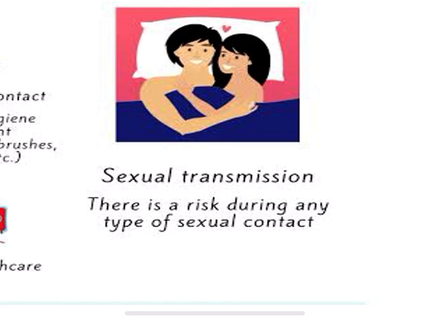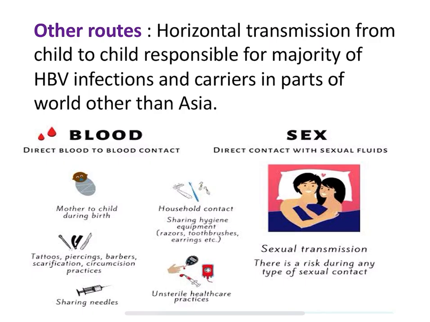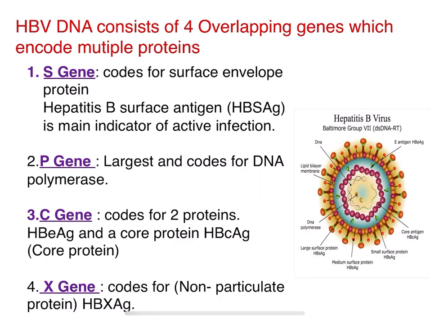And also we have the sexual transmission. There is a risk during any type of sexual contact, because even the saliva contains the hepatitis B virus. So the saliva, the semen, the vaginal secretions, all of these carry a high risk of transmission of hepatitis B virus. Is it clear?